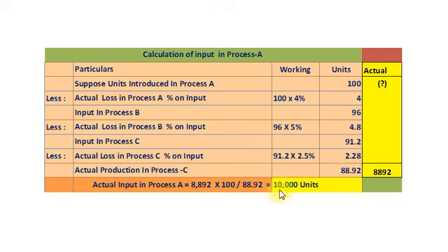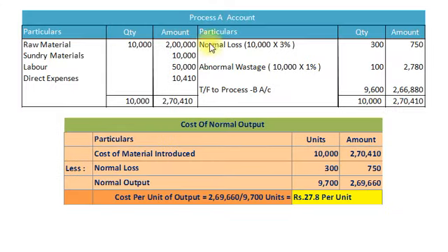Now with the help of these 10,000 units we will be able to complete our process, abnormal loss and abnormal gain accounts. First we prepare process A account. On debit side particulars, quantity, amount, credit side particulars, quantity, amount. First of all, raw material introduced 10,000 units as we have calculated at rupees 20 per unit, so total amount rupees 2 lakh. And other cost elements, sundry materials rupees 10,000, labor cost rupees 50,000, other direct expenses rupees 10,410.